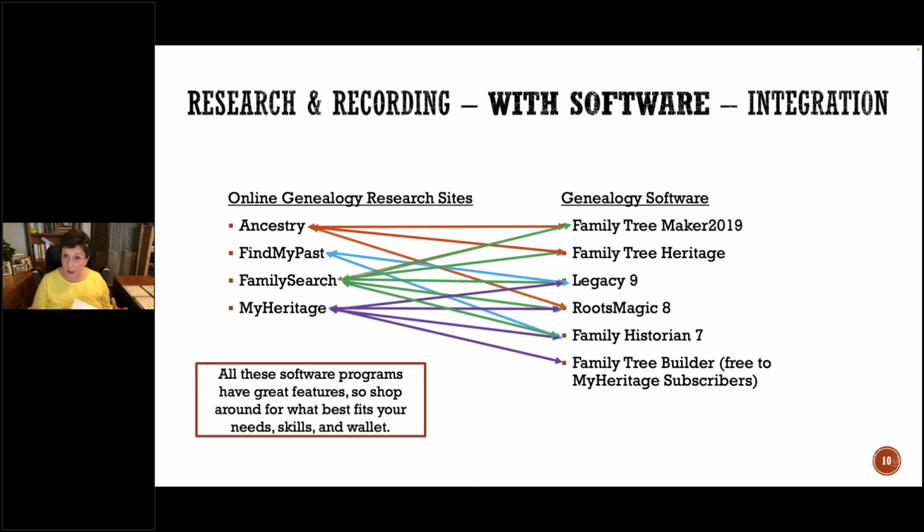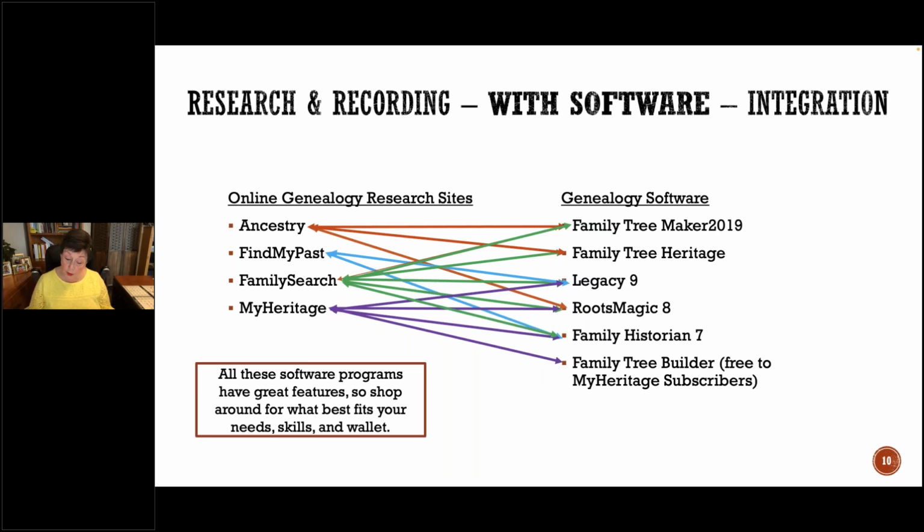Ancestry, FamilySearch, and MyHeritage are what we call fee-based sites. FamilySearch is free, but you need to have an account on it. They sync up with these various genealogy software programs, and here's how it works. Ancestry, for example, syncs with Family Tree Maker and RootsMagic 8. Find My Past syncs with Family Historian 6 and Legacy 9.